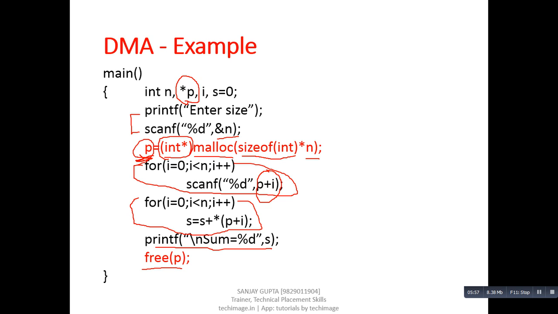So dynamic memory allocation is far better than static memory allocation. And also remember, this means dynamic memory allocation can be achieved with the help of pointers.